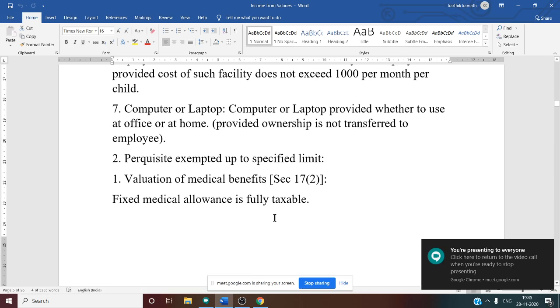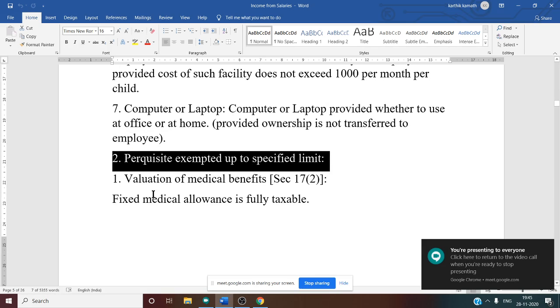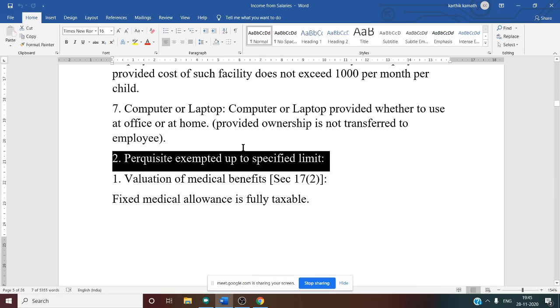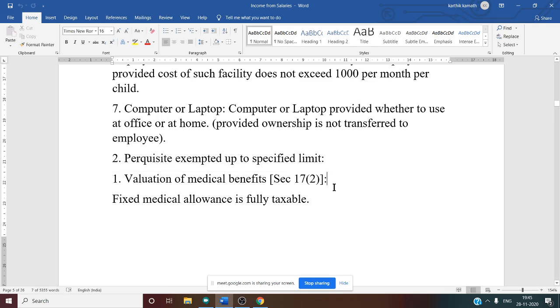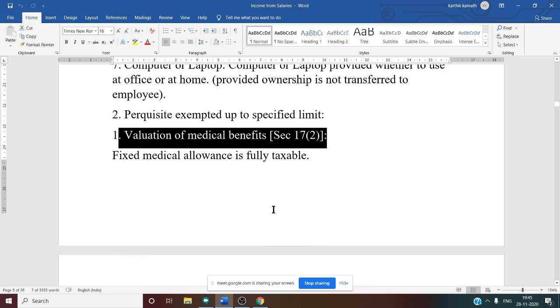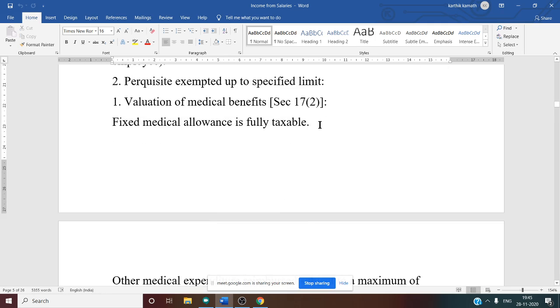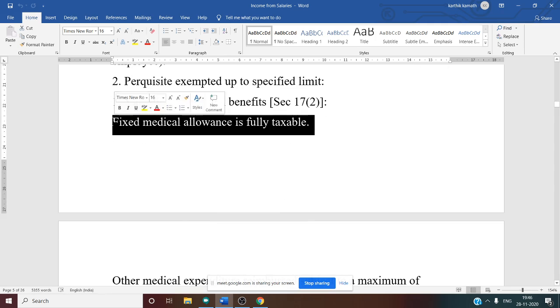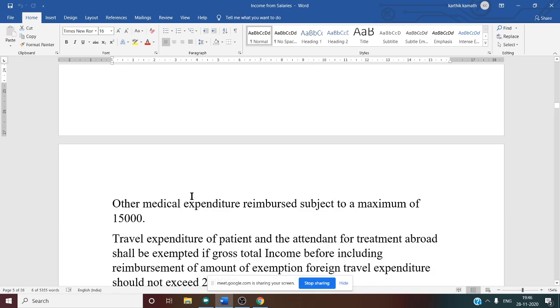Next thing is perquisite exempted up to specified limit. Second one is exempted up to specified limit, which means some portion is exempted, remaining is taxable. So now first one, valuation of medical benefit. Medical benefit comes under section 17 clause 2. Under that, if in the question they have mentioned fixed medical allowance, it is fully taxable.